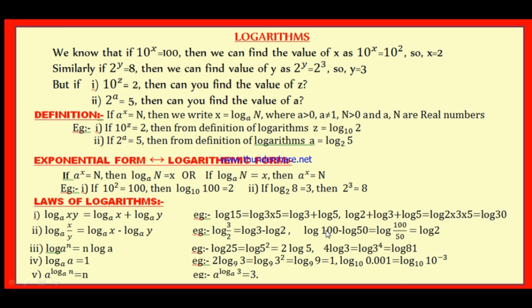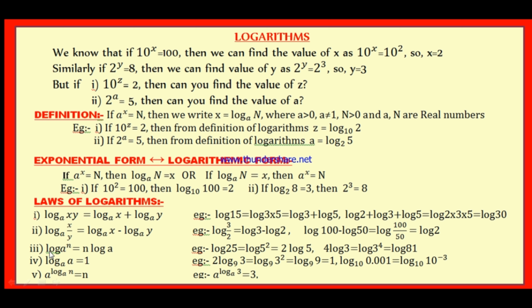Similarly, another example, log 100 minus log 50. If you are asked to simplify this, then you can write the same as log of 100 by 50. Why? Since this is in the form of log x minus log y. Log x minus log y is equal to log x divided by y. That is log 100 divided by 50, which is equal to log 2, since 50 goes into 100 2 times.